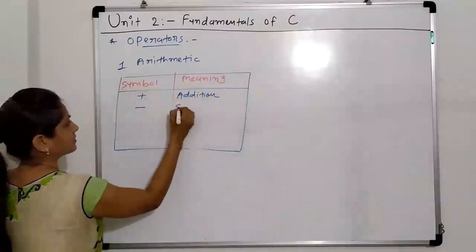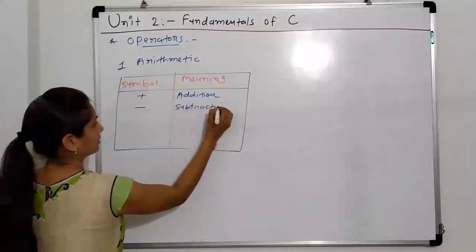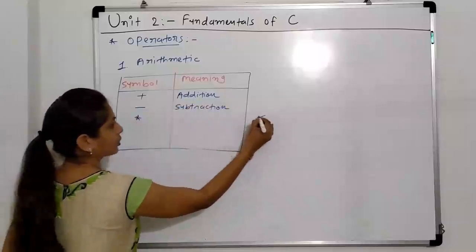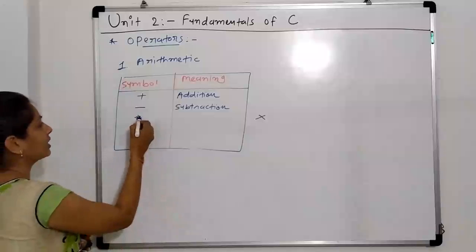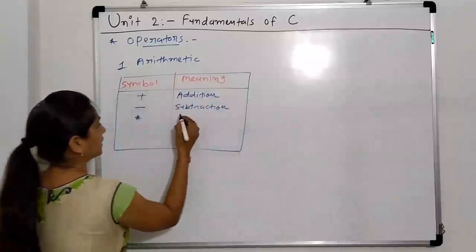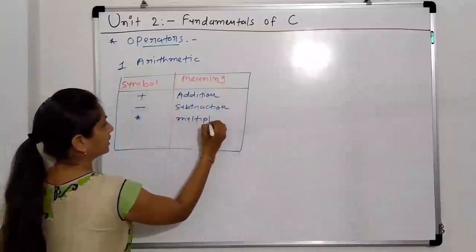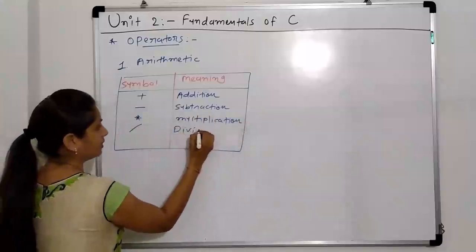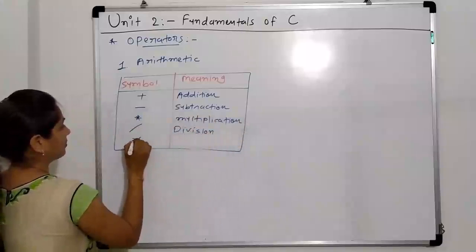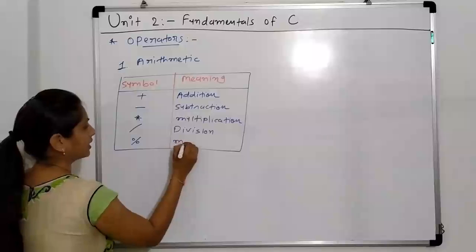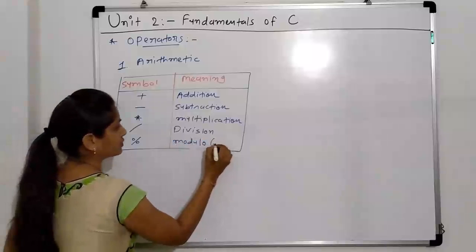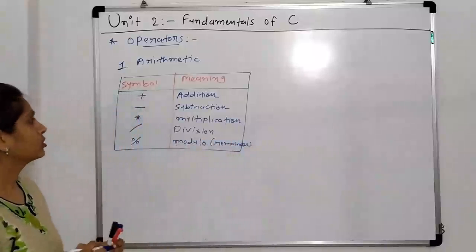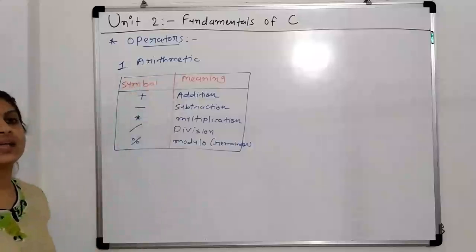Second symbol is minus. This is used for subtraction. Third is multiplication. If you write a cross, then it is wrong, because the symbol is star for multiplication. Next, slash, that is called division. And last, percentage, the meaning is modulo, which finds the remainder. Clear? So these 5 are the arithmetic operators.